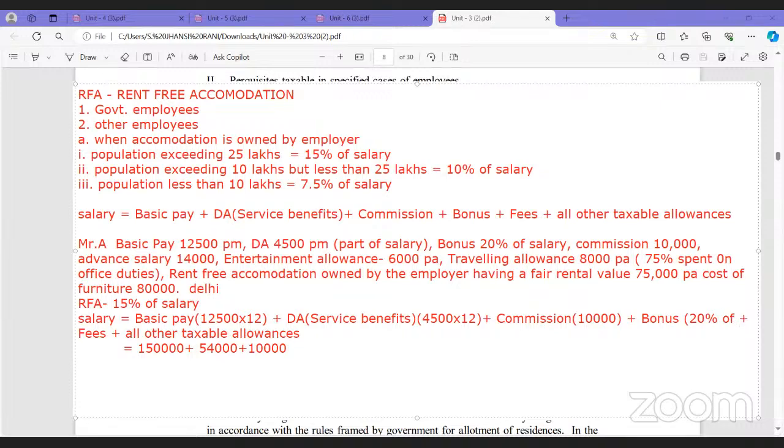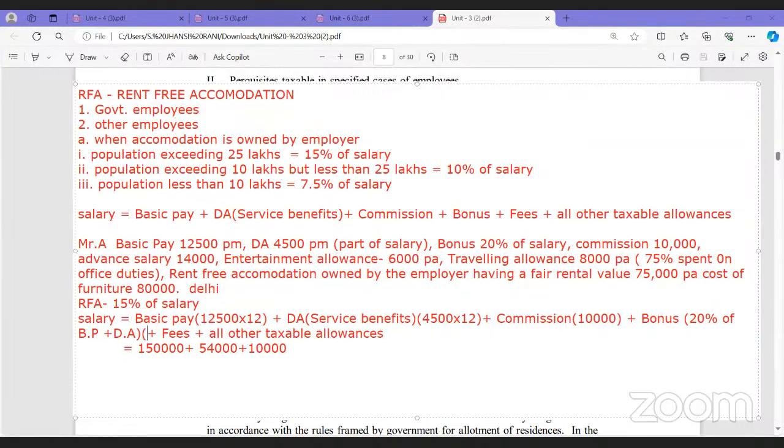Now, what is the salary here? Here, salary means not only basic pay. Why? Because just look at your DA. In the brackets, what is telling? Part of salary. DA is also part of salary. So, whenever I'm calculating bonus, I'll take both, that is basic pay as well as DA.